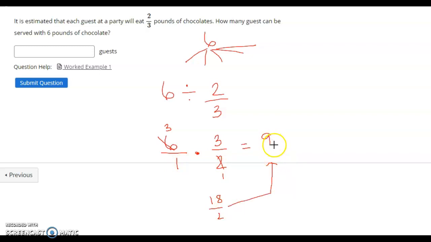So what does this answer mean? Well, it means that if we have 6 pounds of chocolate and each guest eats 2/3 of a pound, we'll be able to serve 9 guests with that. Okay, so hopefully that helps a little bit to see when you're going to multiply fractions and when you're going to divide.